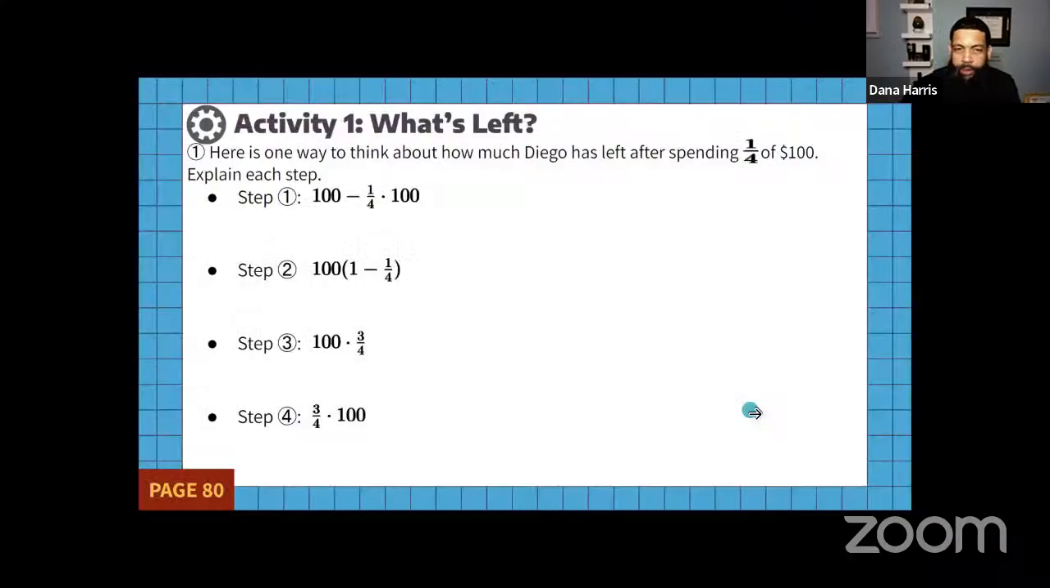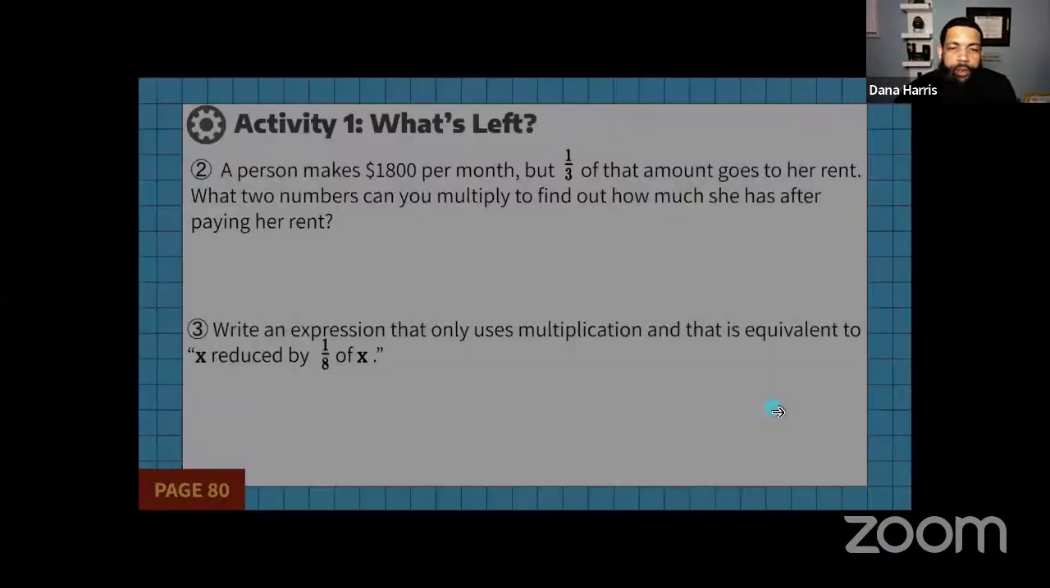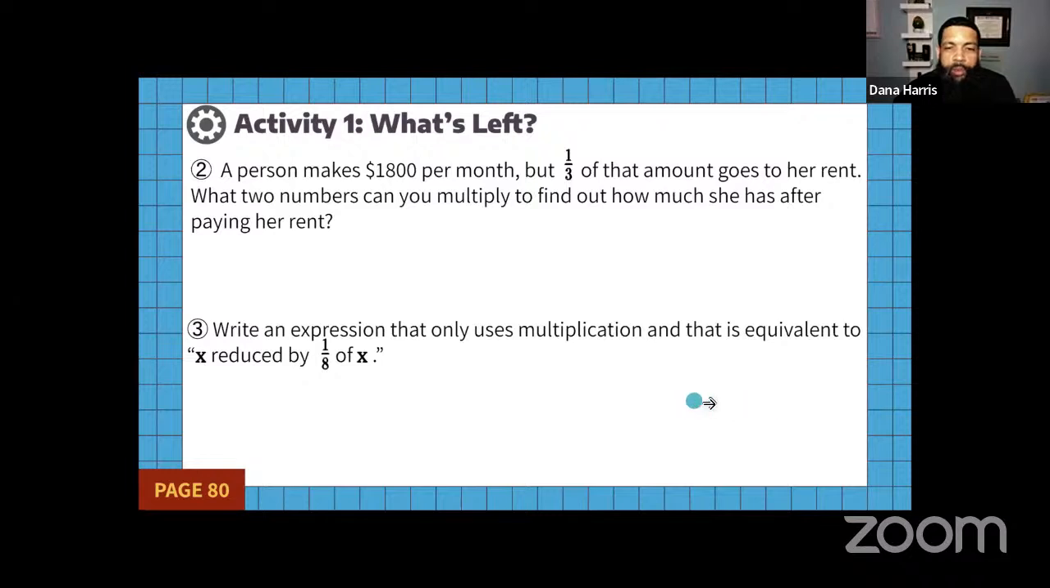All right, I want to get to the main part of this lesson, which is two different scenarios, one about exponential growth and one about exponential decay.